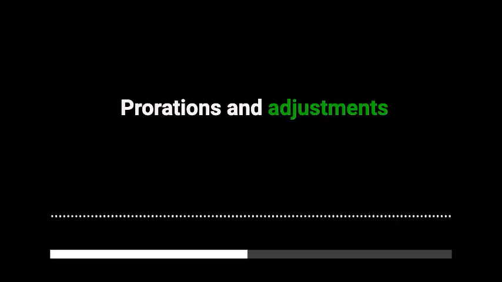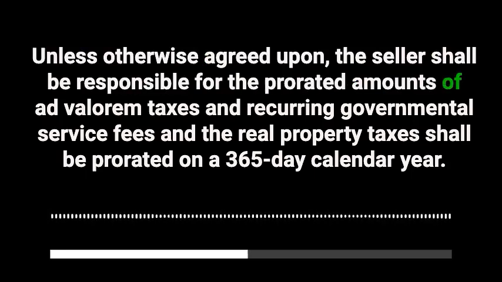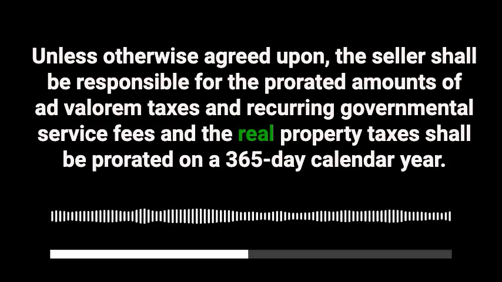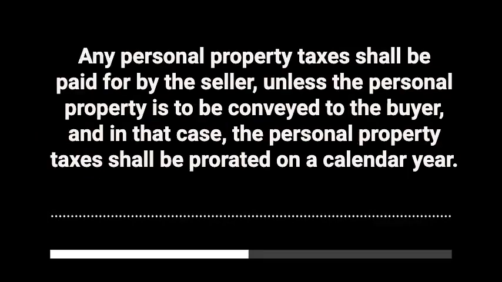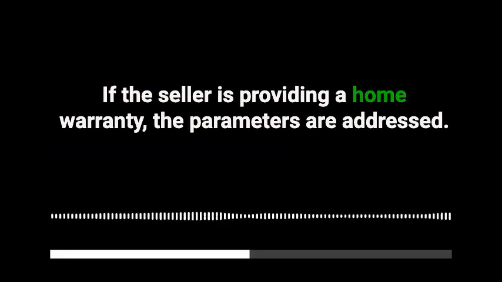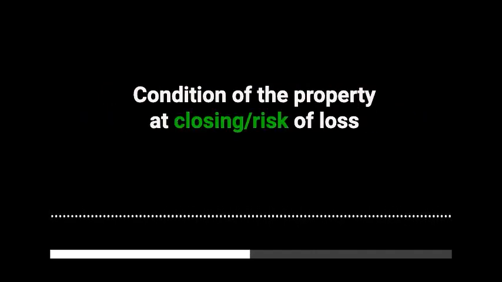Prorations and adjustments. Unless otherwise agreed upon, the seller shall be responsible for the prorated amounts of ad valorem taxes and recurring governmental service fees, and the real property taxes shall be prorated on a 365-day calendar year. Any personal property taxes shall be paid for by the seller unless the personal property is to be conveyed to the buyer, and in that case, the personal property taxes shall be prorated on a calendar year. Home warranty. If the seller is providing a home warranty, the parameters are addressed. Condition of the property at closing, risk of loss.